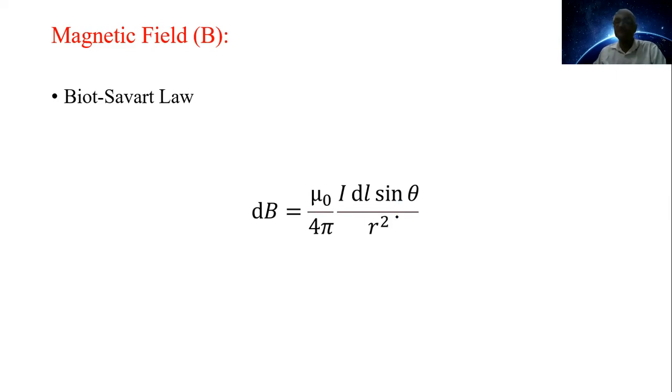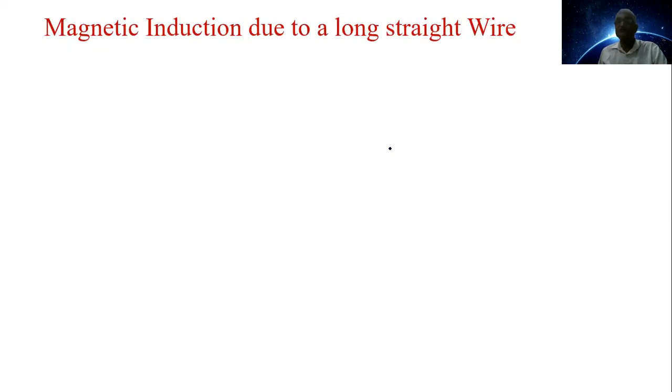Now we can see its applications. Magnetic induction due to a long straight wire. Here we consider a long straight wire carrying the current I in the direction shown in this figure. This is a long straight conducting wire and it carries the current I. This arrow indicates the direction of the current. The current is flowing in the upward direction.